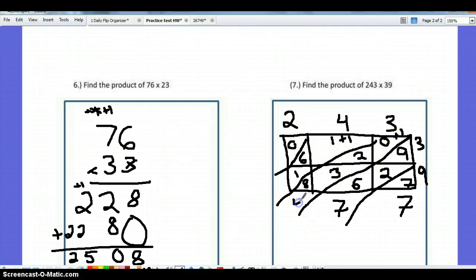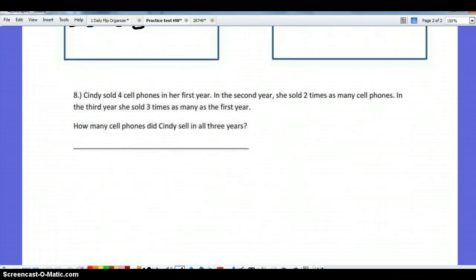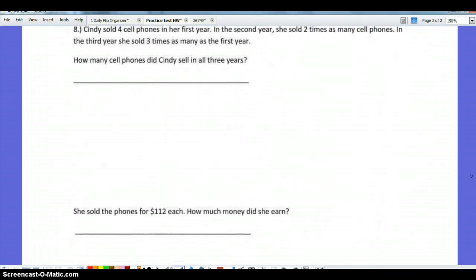Carry my 1, bring down my 4. 6 plus 1 is 7, plus 1 more is 8, plus 1 more is 9. And I have nothing up there, so my answer is 9,477. The final problem tonight is a difficult problem. There's 2 steps to it, and the students are going to see a problem just like this on their test tomorrow. Please help them take their time so they understand what they are answering here.